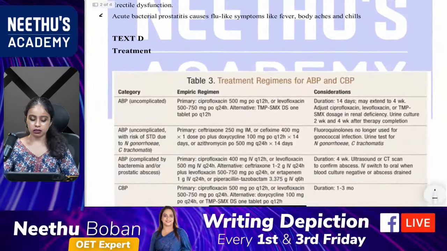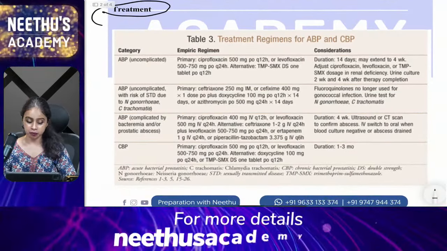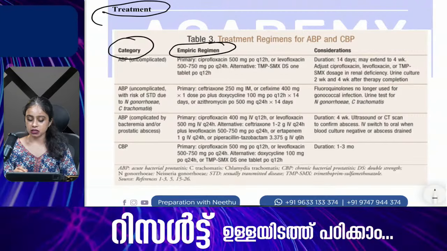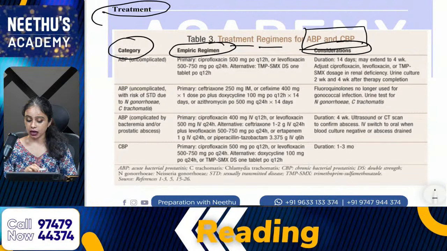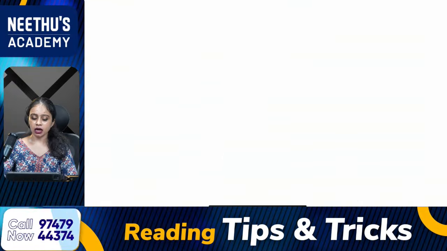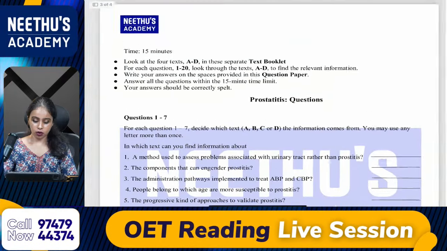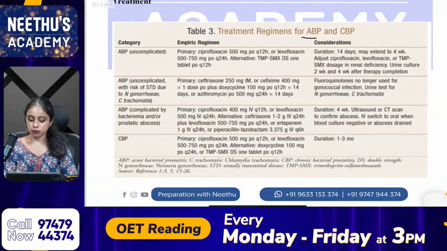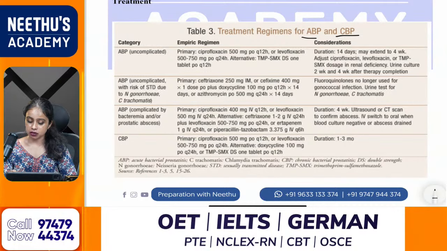Then text D, it's all about treatment. What is important in this particular table? They have mentioned a table here. Category, empiric regimen, which means the routine, and considerations are mentioned. It's all about treatment regimens for ABP and CBP. What is ABP and CBP? ABP means acute bacterial prostatitis, and CBP means chronic bacterial prostatitis.